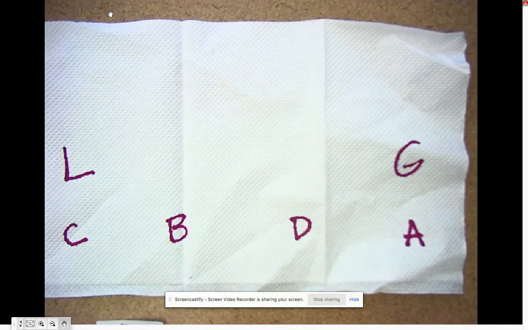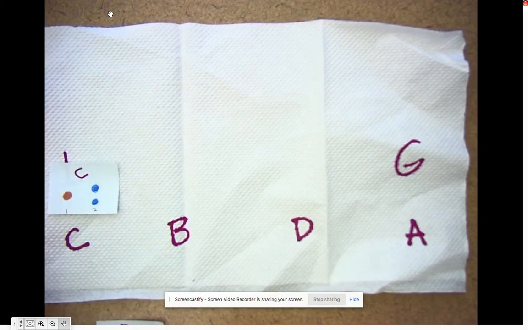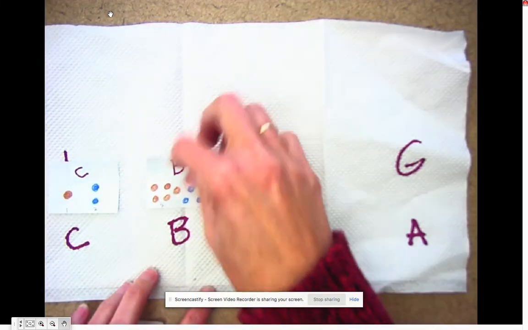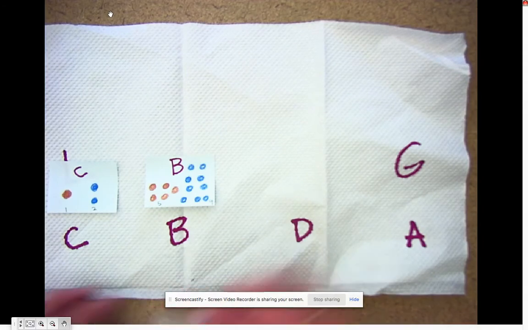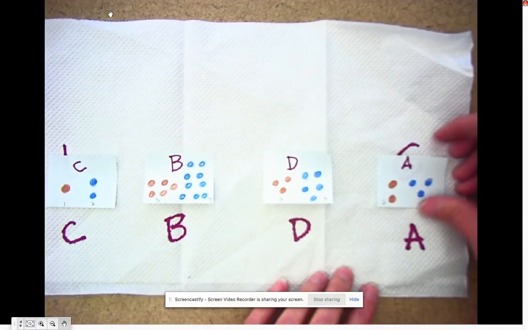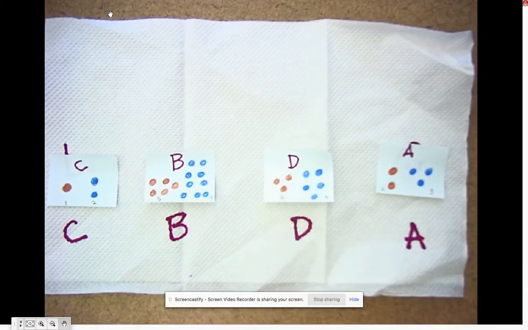Okay, so there are lots of different ways to compare these recipes. Remember, recipe C was 1 cup of concentrate, or Coke, to 2 cups of water. Recipe B was 5 cups of Coke to 9 cups of water. Recipe D was 3 cups of Coke to 5 cups of water. And recipe A was 2 cups of Coke to 3 cups of water.